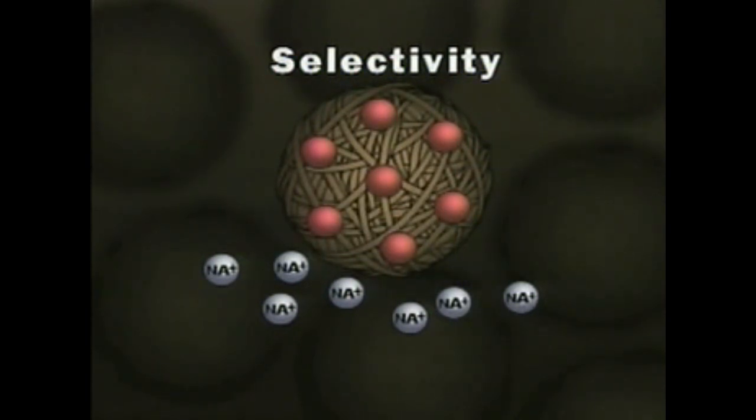Selectivity means that different ions have different degrees of attraction to the resin bead sites. After the hard ions in the water have been replaced by the sodium ions, the softened water is collected in an under-drain system and leaves the softener.